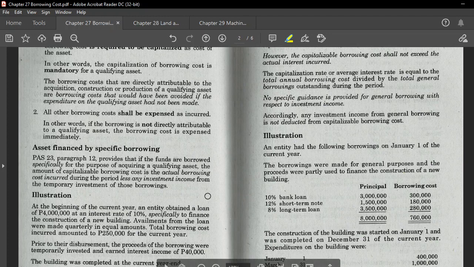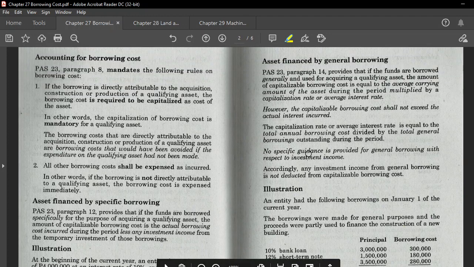I think this is just an illustration. So we have here some illustrations about borrowing costs. So we have general borrowings and specific borrowings. So from the term itself, specific borrowings, nangutang ka ng pera specifically for the use of this and that. Okay? Example, specifically for the construction of the building or specifically for the purchase of an equipment. So, ayun. So, that's what we call a specific borrowing.